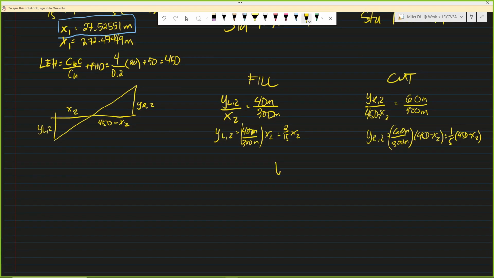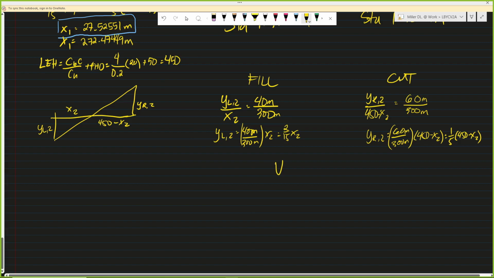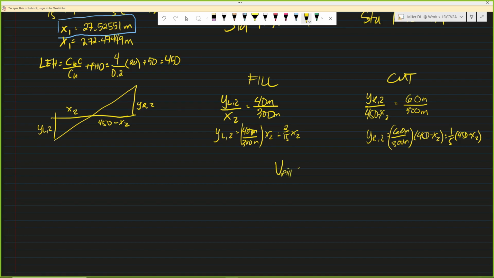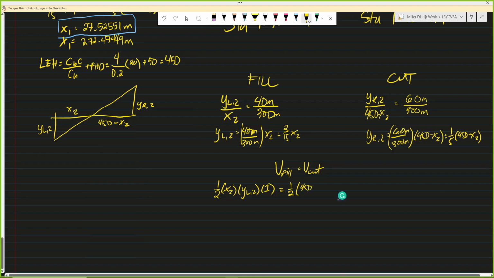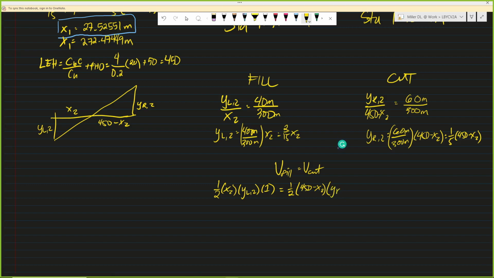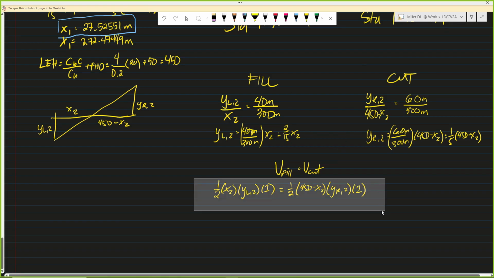Okay? So, again, volume of the cut, volume of the fill should be equal sa volume ng cut. Okay? So, 1/2 x sub 2 times y sub L2 times 1 unit is equal to 1/2 of 450 minus x sub 2 multiplied by y sub R2 times 1 unit. Adjust lang natin.